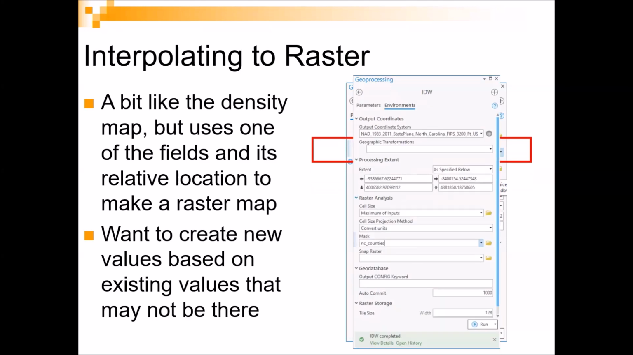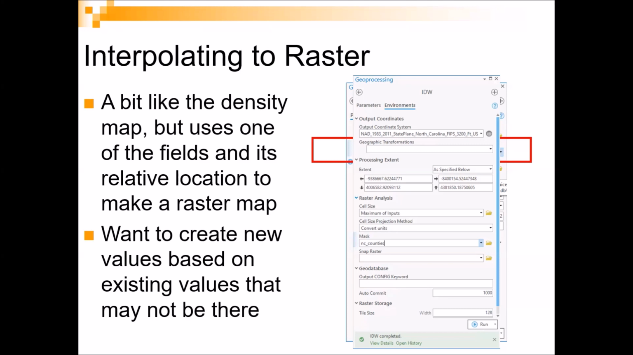And so when I look at the processing environments, these are all the things that go on in the background. When you run stuff, these are the things I pay attention to that you all as problem solvers need to start paying attention to, meaning like, what's your output coordinate system? What is your processing extent? To me, I like to set up my masks to be the counties, meaning that when I run these interpolation routines, it could be for the entire country, but I just want to do it for North Carolina so it looks nice and pretty, even though we are calculating values outside of it.